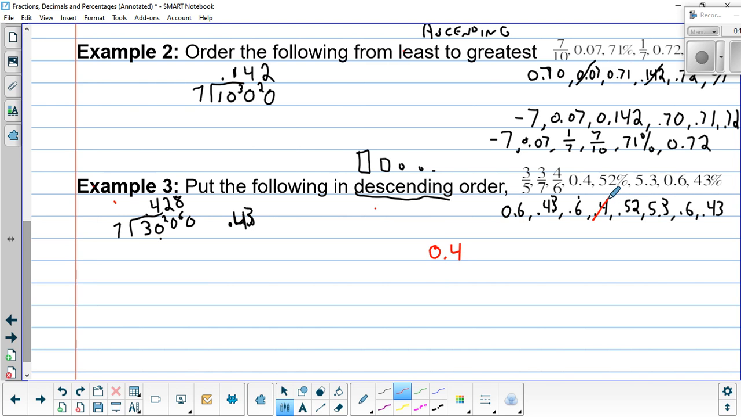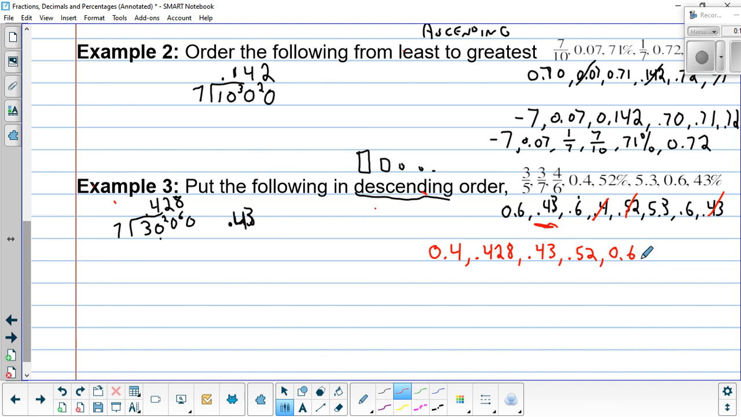Next. Well, there's 0.43 and 0.43. Ooh, that's not good. So with this one, let's actually look back here. Oh, it was 0.428. So this one, let's put 0.428. Then we'll put our 0.43. Then we can put 0.52. And now some people might put this 5.3, but keep in mind where the decimal place is. So the next one actually is 0.6.